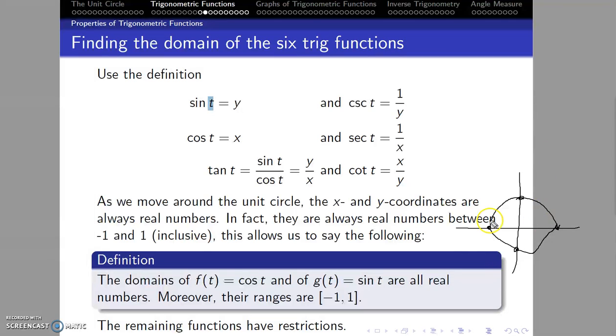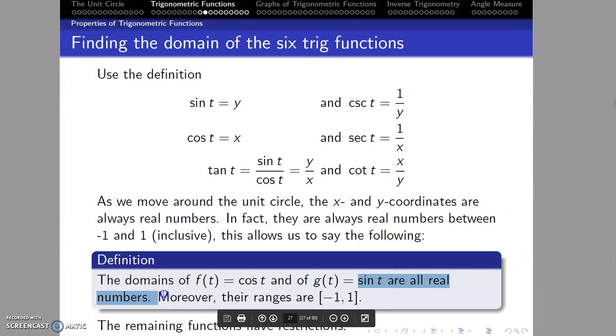So if you were to gaze at my beautifully drawn unit circle here, you'll see that no matter where you end up, you have some x comma y point, and the x coordinate's got to be between negative 1 and 1. The y coordinate's got to be between negative 1 and 1. It's always going to be defined. It's always going to be a real number. So the domains of cosine and sine are all real numbers.